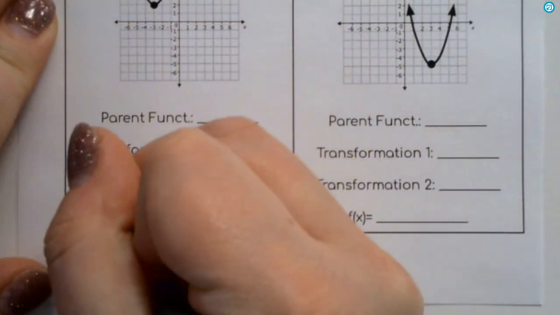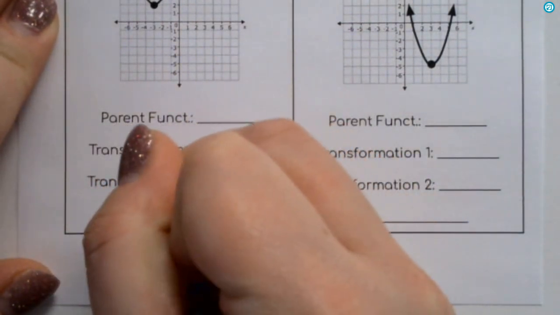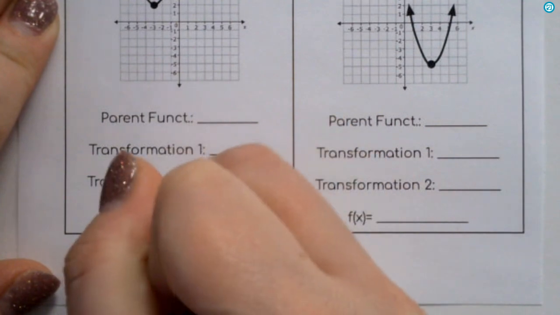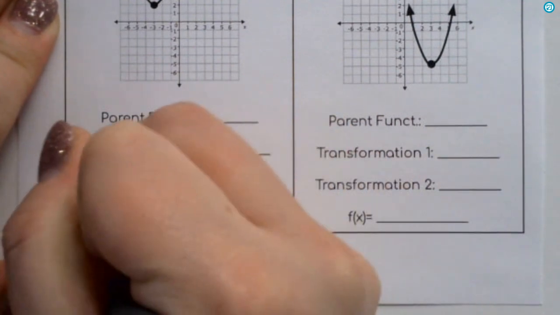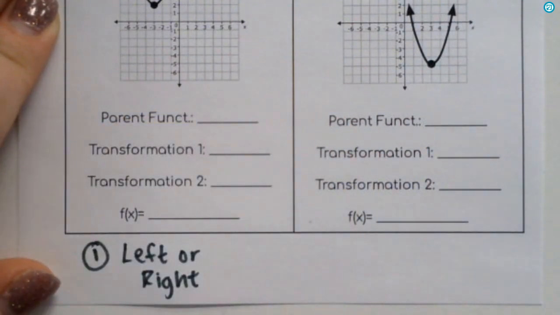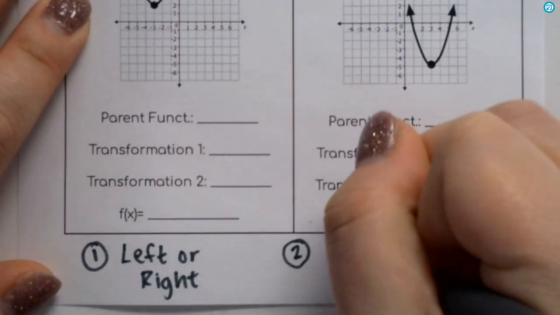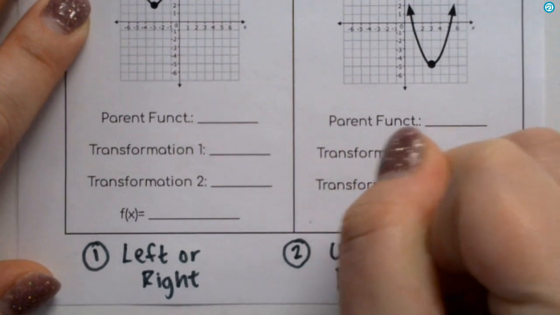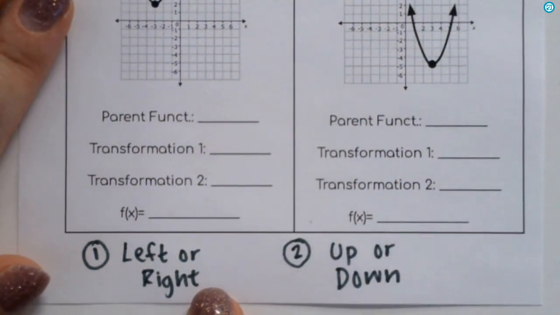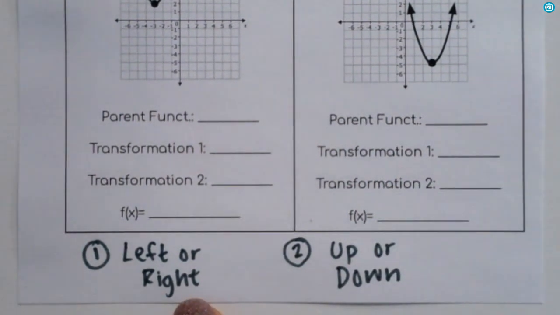We always want to do left or right first. So do that first. Then do your up or down. It's just going to make your life way easier because the left or right operation happens inside. So that happens first when you're reading your equation. Your up or down operation happens second.